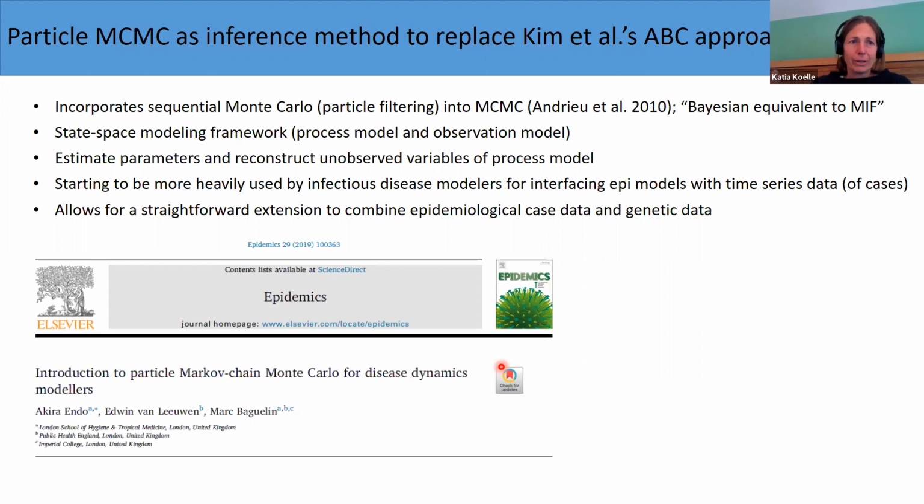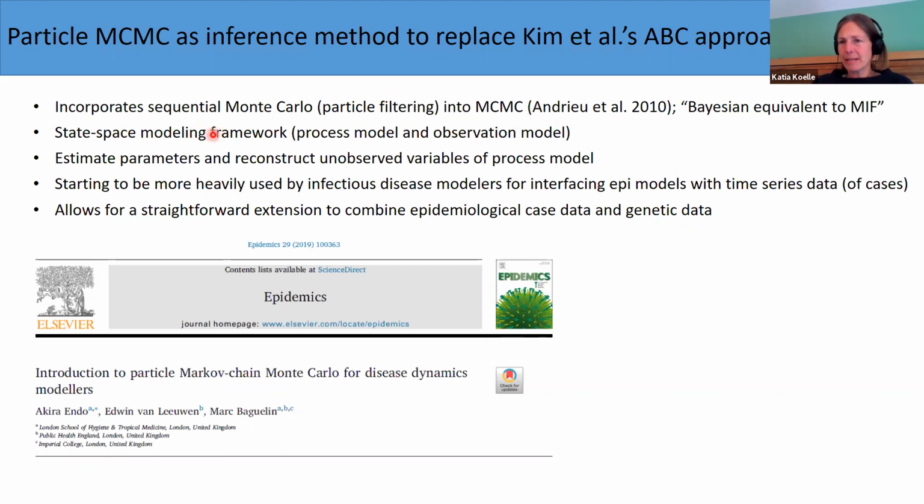I don't know how many of you have heard about particle MCMC. Basically, it was developed by Andrieu and colleagues back in 2010. It incorporates particle filtering, or sequential Monte Carlo, into MCMC. I think of it as the Bayesian equivalent to MIF, if some of you know MIF, of Ed Ionides' and Aaron King's POMP package. If you're interested in reading about particle MCMC, this is the definitive source.